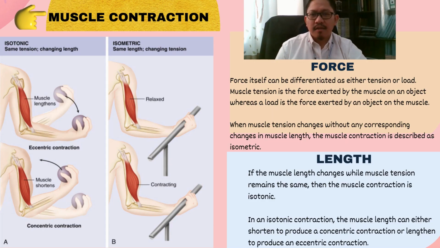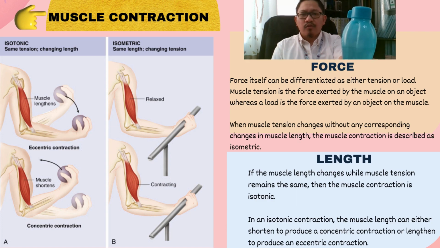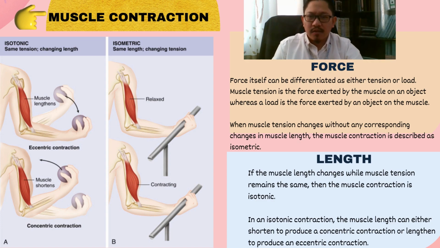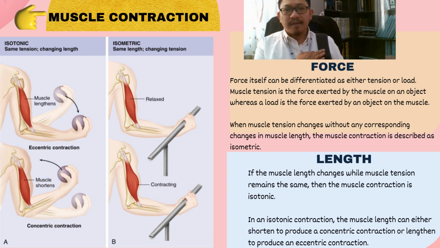Muscle contraction can be described based on two variables. The first one is force, the second one is length. We can differentiate force as either tension or load. Muscle tension is the force exerted by the muscle on an object. For example, I'm holding a heavy bottle steady in front of me. My arm muscles create tension to keep the bottle from falling. The second one is load. Load is the force exerted by an object on the muscle. For example, when I carry a backpack, the weight of the backpack is the load exerted on my shoulder muscle.